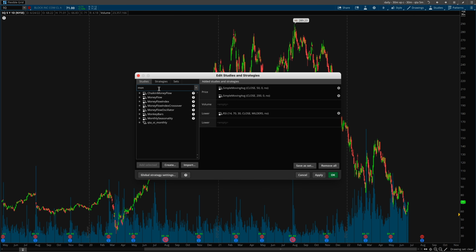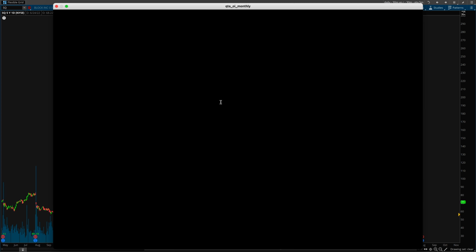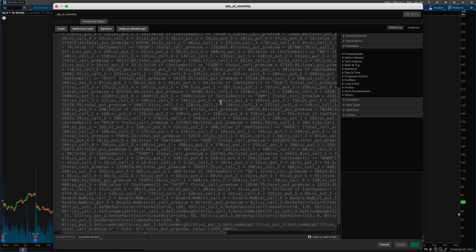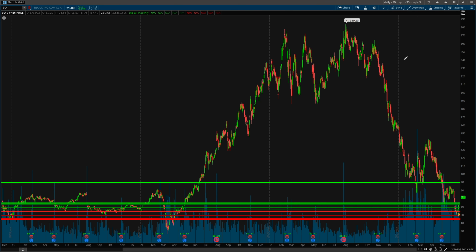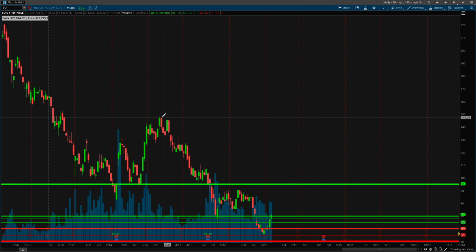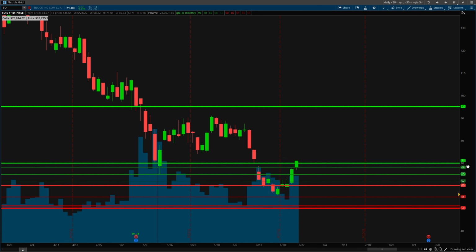I'm just going to type in monthly right here, double click this, and make sure I'm copying and pasting this brand new code. I just press OK, and then I have all of the high open interest levels for the monthly expiration.